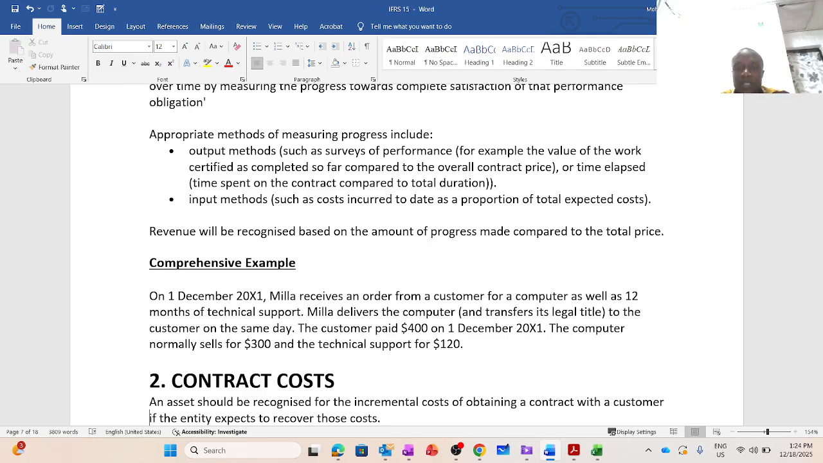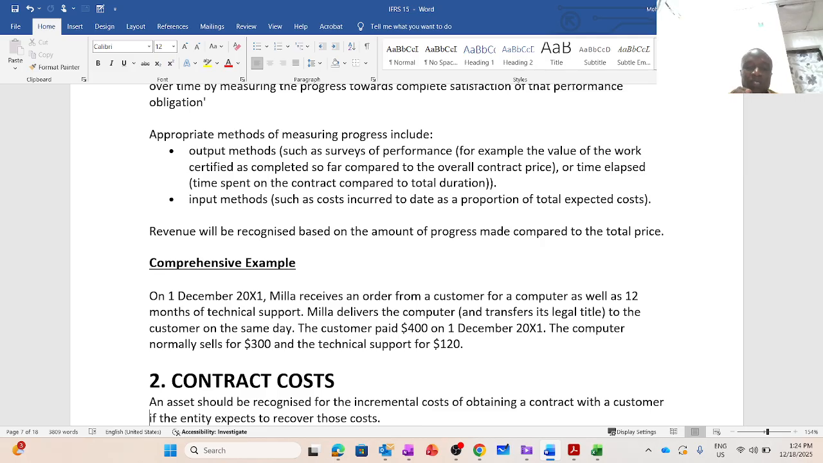Miller delivers the computer and transfers its legal title to the customer on the same day. So this is an indicator that we need to recognize revenue at a point in time because we have transferred the title. The customer pays $400 on 1st December. So on the same day, the customer makes a payment. The computer normally sells for 300 and technical support for 120. So the standalone selling prices are 300 and 120, a total price of 420. But now the computer and the technical support are sold for 400. So now there's a discount.